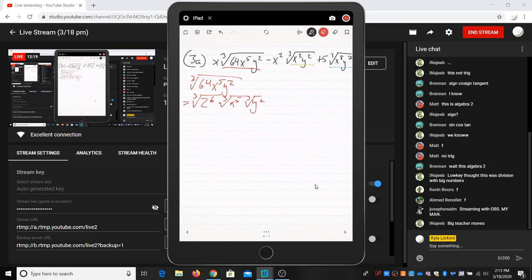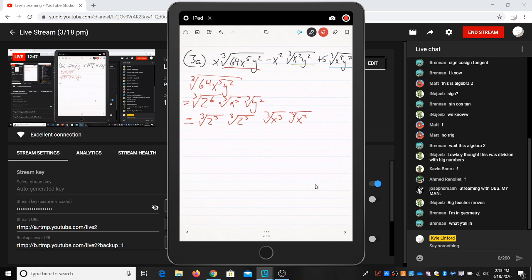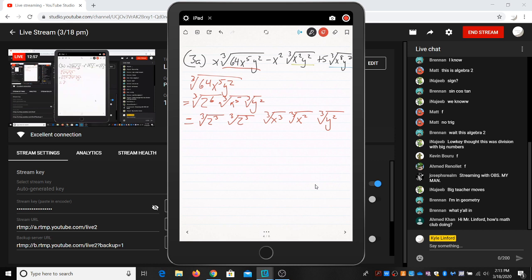Now, if we take the cube root of 2 to the 6th power, we could structure this by putting it in expanded form and making groups of 3, but I think it's pretty obvious that there are 2 groups of 3s here. So we can take the cube root of 2 cubed and the cube root of 2 cubed again. For x to the 5th, let's take the cube root of 3 of the x's, and then the cube root of 2 of the x's. When it comes to the cube root of y squared, we don't have 3 y's to group together, so we don't expect that part to simplify at all.